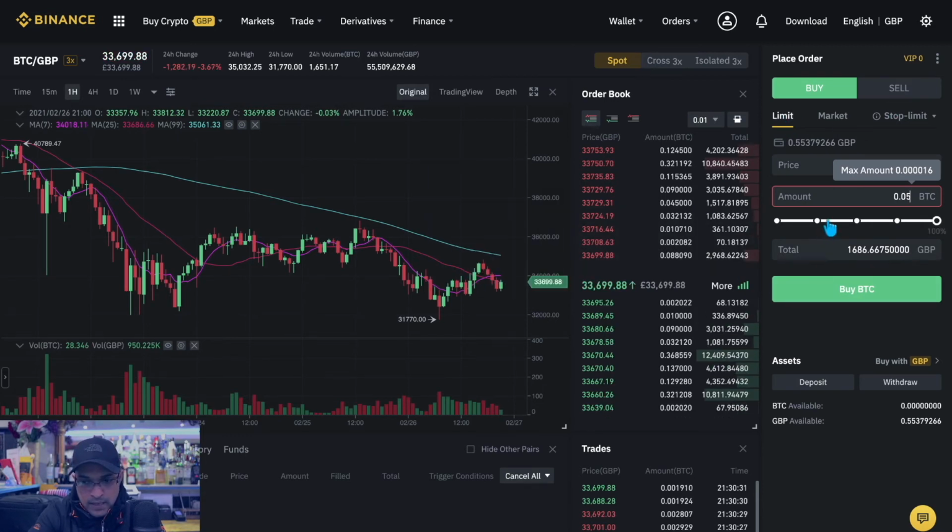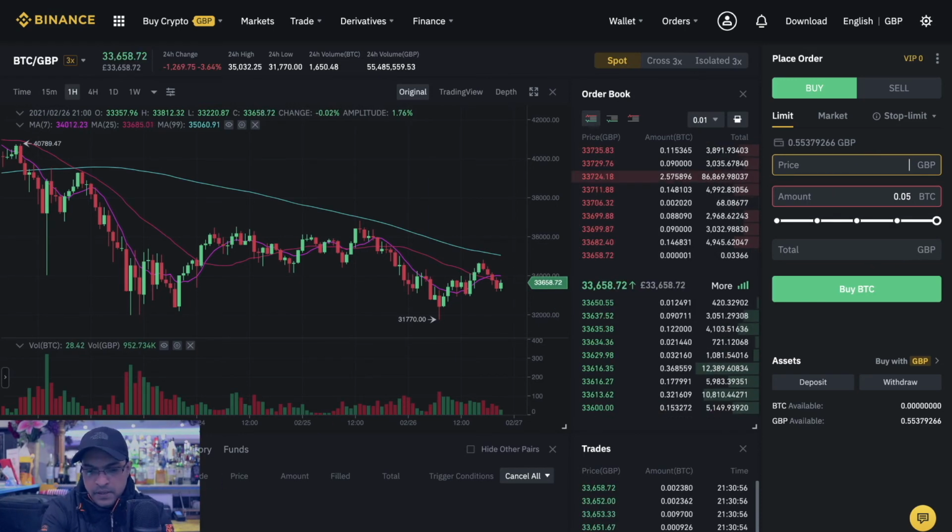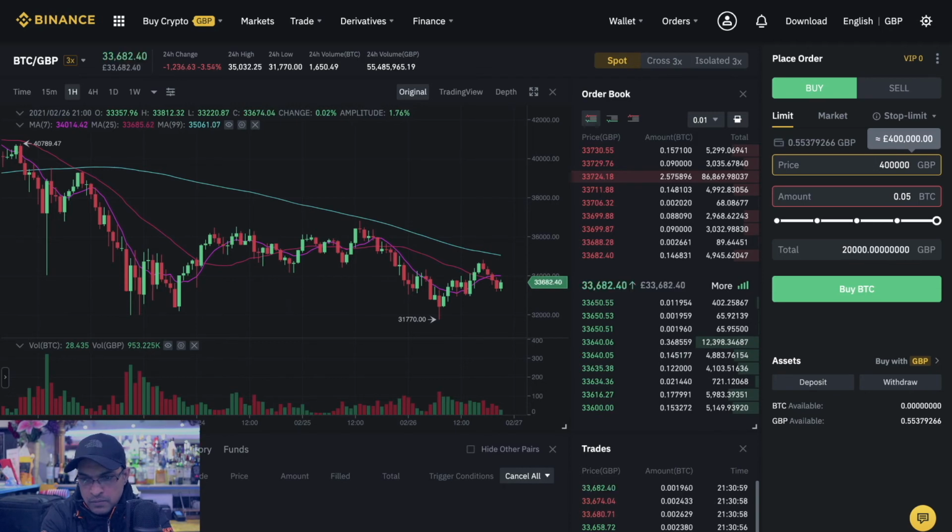So you can put a price in here and say, I'm going to sell at this price if BTC comes to this price. So you see this price here? I'm going to change it and say, okay, I want to buy BTC, but I want to buy it when it's at £40,000 or £400,000, whatever this one is showing. So don't get confused with all these zeros. It's actually £40,000, or sorry, £400,000. So let's do £40,000. That's the price I want to buy at.